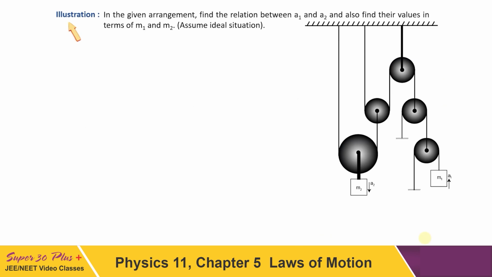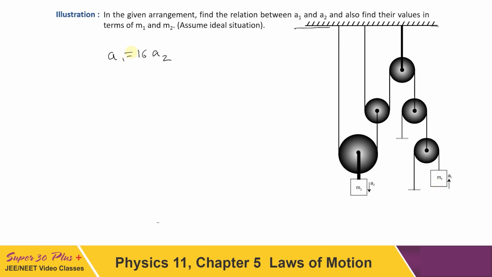In the next illustration, we have to find the relation between a1 and a2 and also their values in terms of m1 and m2. So here we have to calculate, not only write the relation between a1 and a2, but also calculate its value. Let us start by considering the constraint relation. From the constraint relation we can write a1 is equal to 16 a2. This you can do very easily if you consider the fixed point as reference and then locate the positions of all the movable pulleys or blocks and then differentiate. You will get this relation that a1 is equal to 16a2.